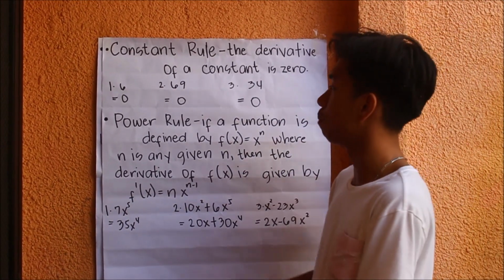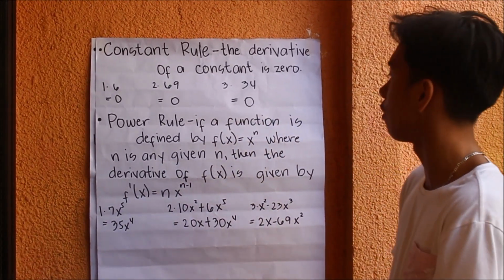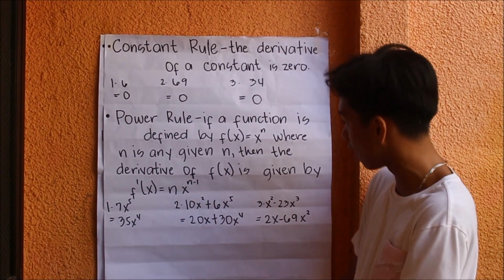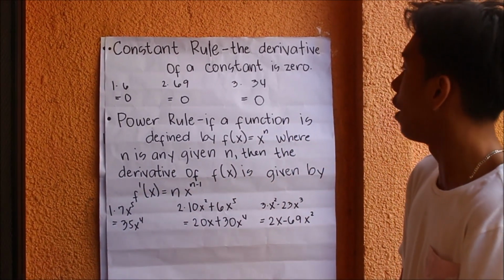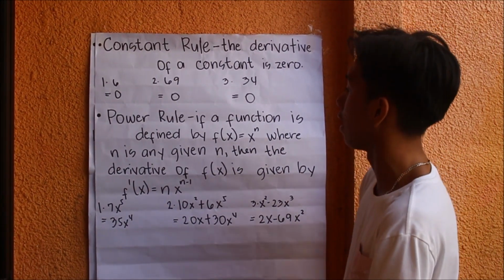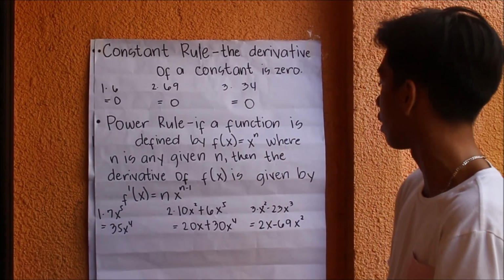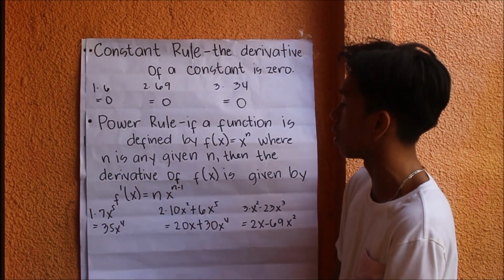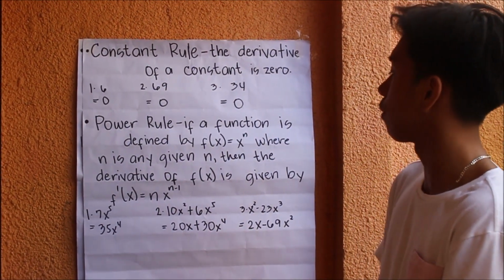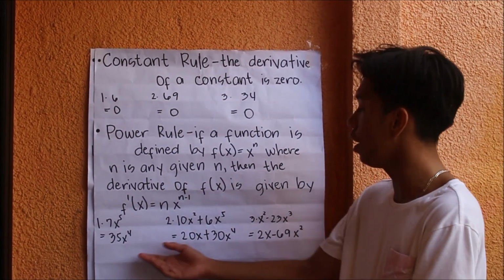So the next rule is the power rule. If a function is defined by f of x equals x to the n, where n is any given number, then the derivative of f of x is given by f prime of x equals nx raised to the n minus 1. So here are the examples.